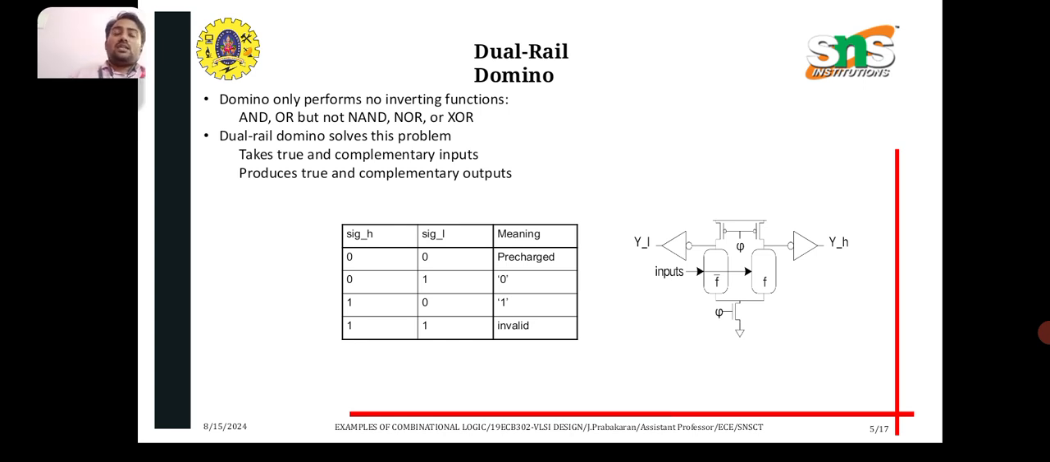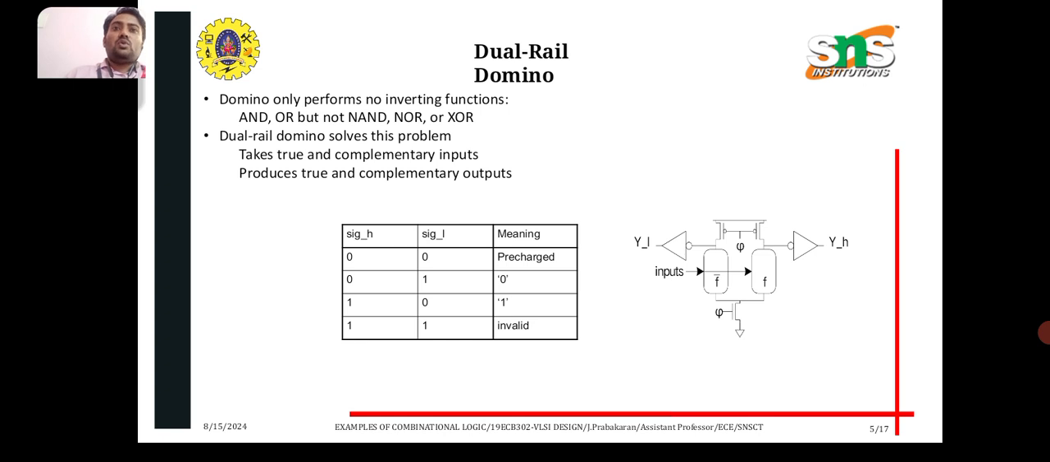Let me discuss some concepts of dual rail domino logic. First is true and complementary logic. In dual rail domino logic, every logic signal is represented by two wires, one carrying the true signal and another wire carrying the complement of the signal.